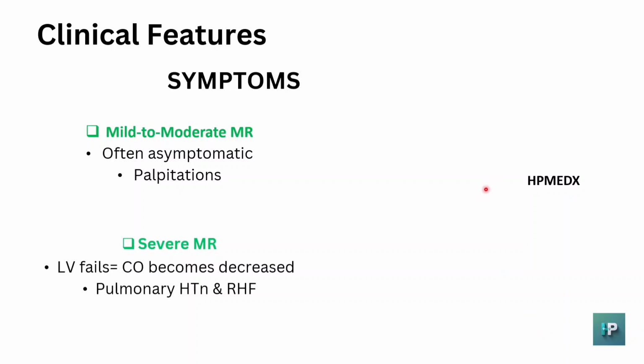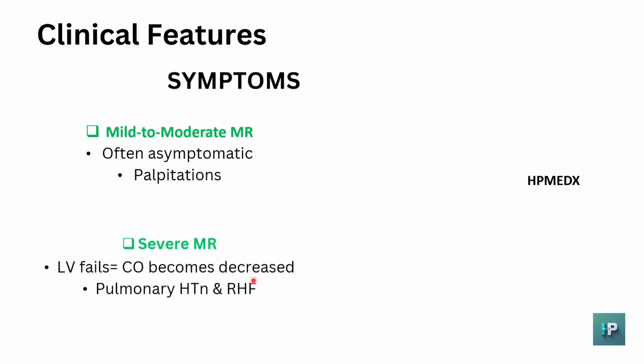And let's get into the clinical features. Here we see clinical features, that is, symptoms. In mild to moderate mitral regurgitation, it is often asymptomatic. It is because the increased ejection fraction is present in mitral regurgitation. But there may be palpitation because of hypertrophy, and then in severe mitral regurgitation, LV fails, as we saw in the pathophysiology, which causes cardiac output to become decreased.